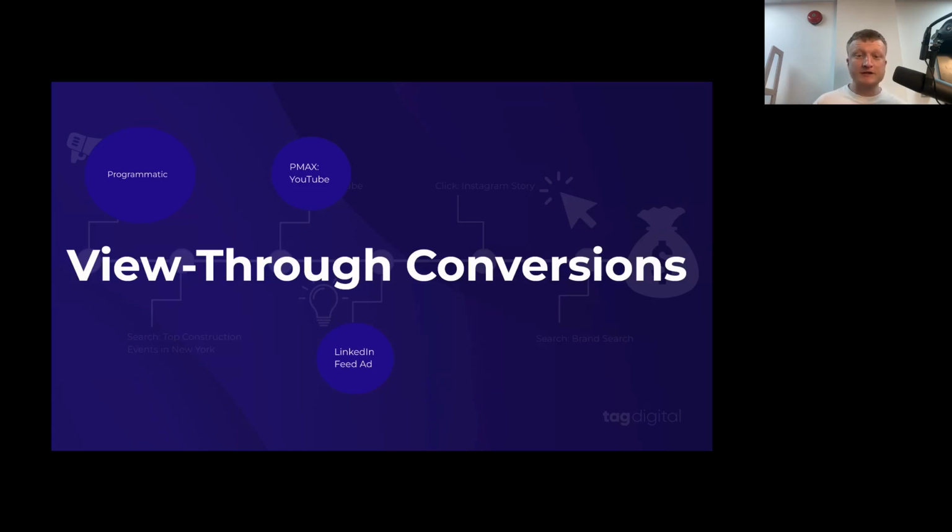So view through essentially means someone is shown an ad and then goes on to convert in a given window. So for example, Meta defaults to 24 hours after exposure. So what that looks like is someone may see an ad on Instagram, they might never click on it, but they're inspired to go away and Google it. View through allows us to show that journey and make adjustments accordingly.